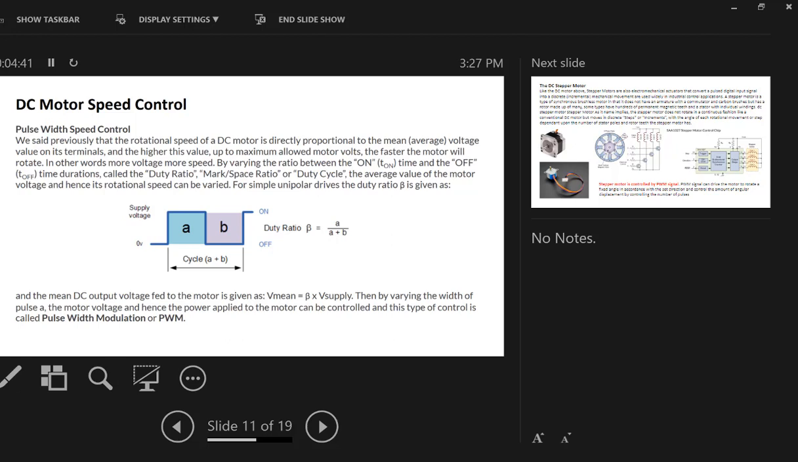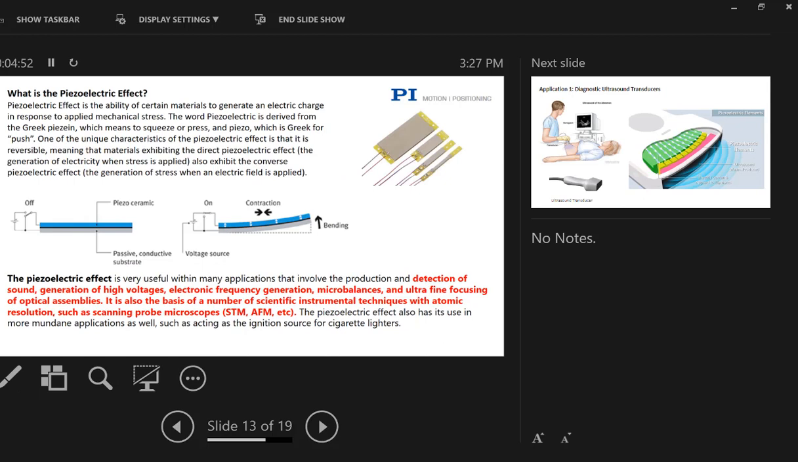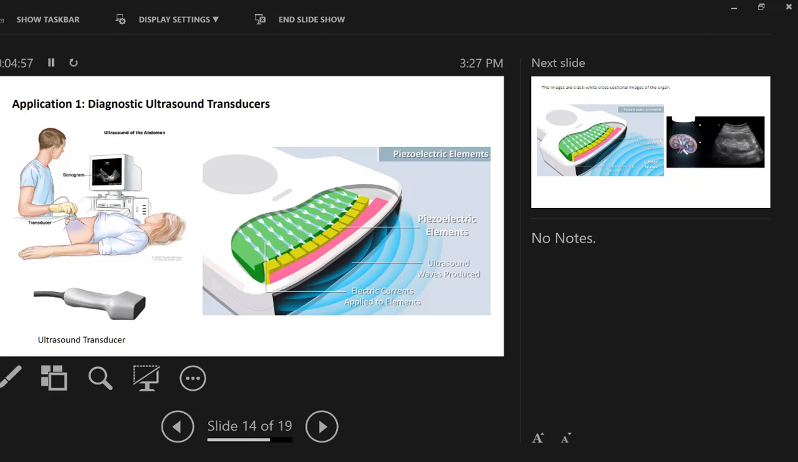DC motor speed control, normally PWM. You have done that in the past. Stepper motor, you will have enough chance to work with stepper motor in the future. Piezo: vibration, convert vibration into voltage.